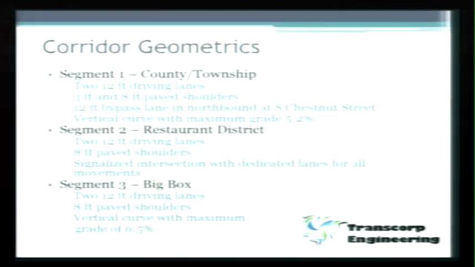Each of these segments shares predominant features such as two 12-foot driving lanes, as well as 8-foot paved shoulders on both sides of the roadway, with the exception of segment 1, which has a 3-foot paved shoulder on the east side of the roadway and an 8-foot on the west side. There are two other important things to note here: the vertical curves at segment 1 and segment 3. At segment 1, the vertical curve has a max grade of 5.2%, and at segment 3, the vertical curve has a maximum grade of 6.5%.